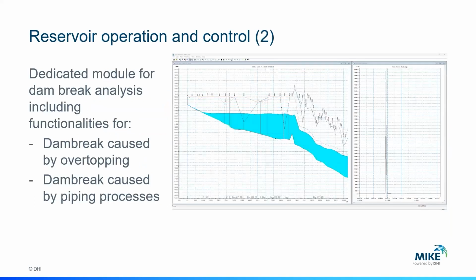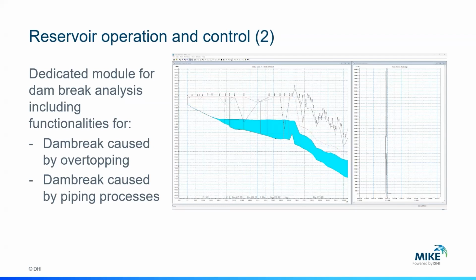Mike Plus can also be used for emergency action planning. So for example, in case of a reservoir management and action planning for dike breaches, it offers full functionality for simulating dam break wave propagation under different conditions. So using Mike Plus, we can use the dam break module that provides various types of dam break types like overtopping or piping.